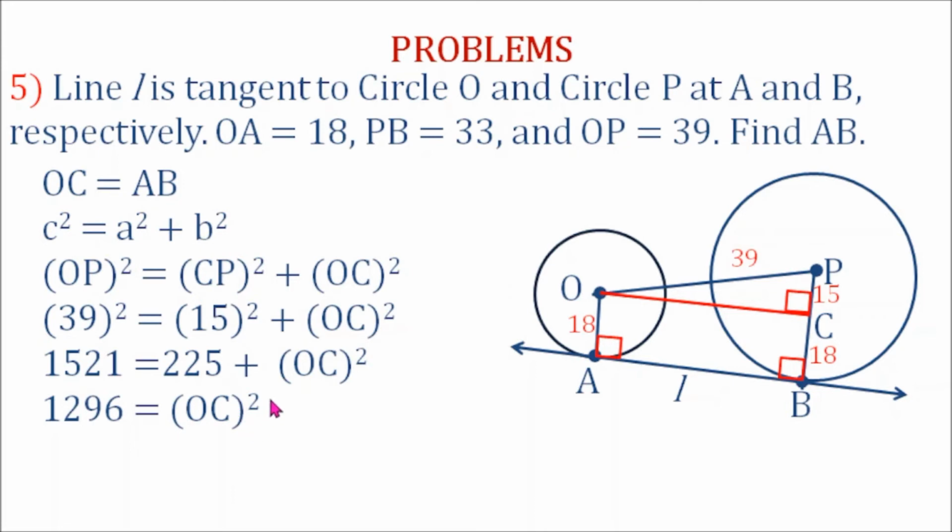Now to get rid of this squared here, we are going to find the square root of both sides. The square root of 1296 is 36. So that means side OC equals 36. Since side OC is equal to side AB, that means side AB equals 36 units.